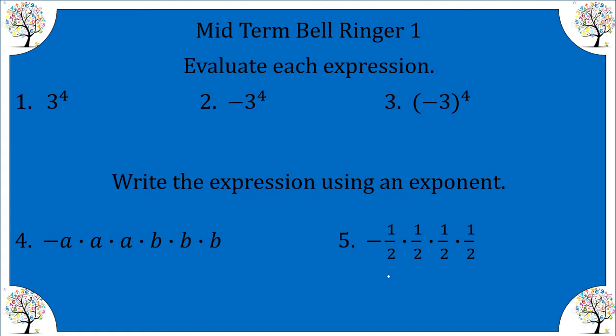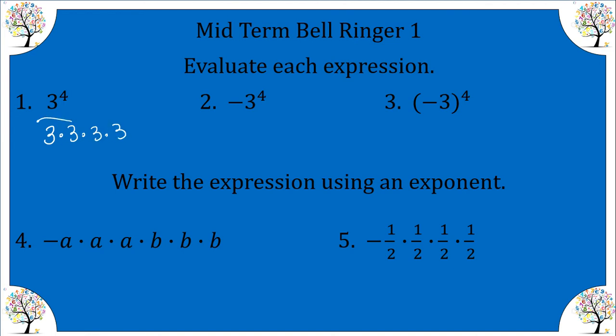Okay, guys, on this midterm bell ringer, we are going over exponents. So let's practice evaluating. And we're going to do this without a calculator. So 3 to the 4th means that we have the number 3 being multiplied by itself 4 times. So 3 is the base and 4 is my exponent. So we're going to write out 3 times 3 times 3.